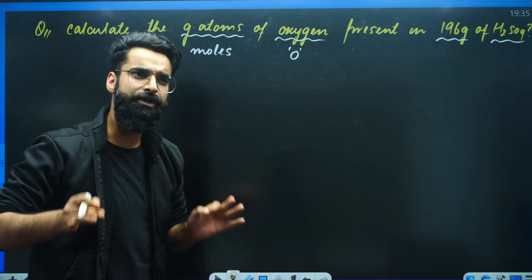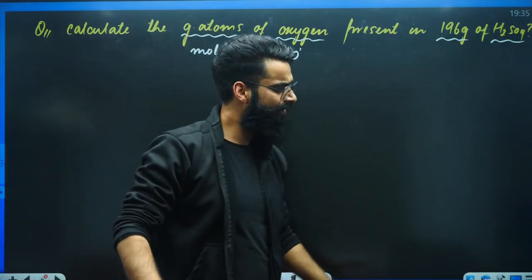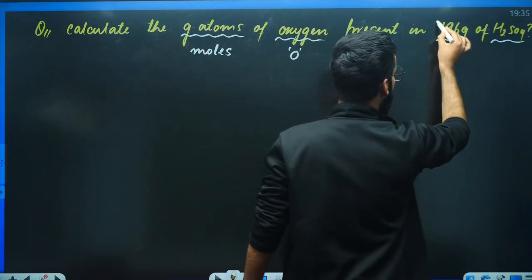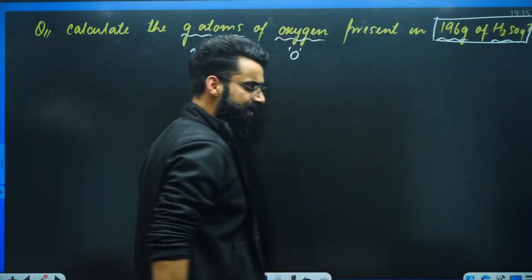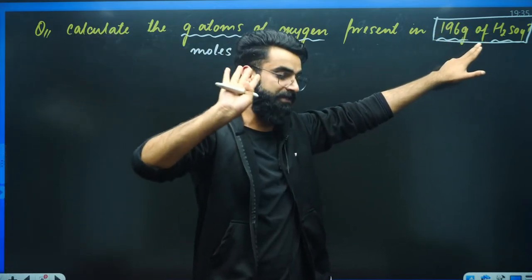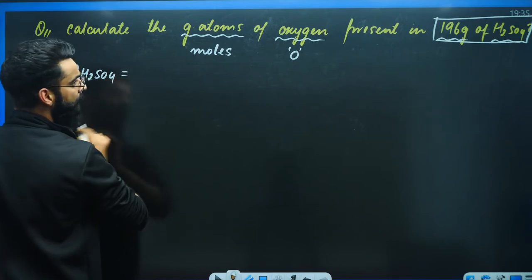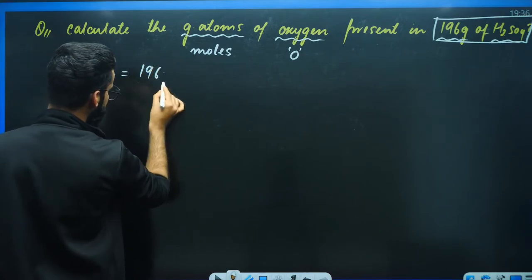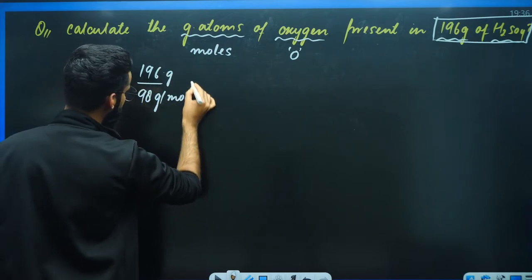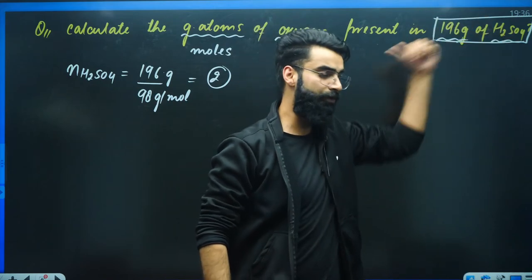The first step which you will do in all the questions basically, what is that? That is to convert the given quantity into moles. Let's remember this procedure. Now, what is the given quantity? We are given the mass of H2SO4. So first of all, we'll be converting the given mass of H2SO4 into its moles. How many moles of H2SO4 do we have? Given mass of H2SO4 in grams divided by molar mass of H2SO4, that is 98 grams per mole, the value comes out to be 2. Correct? So you have converted the given mass of H2SO4 into moles.